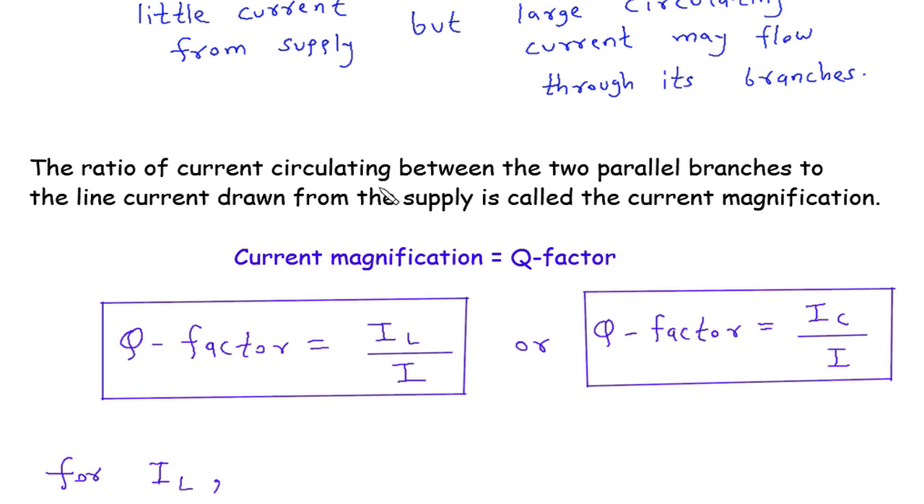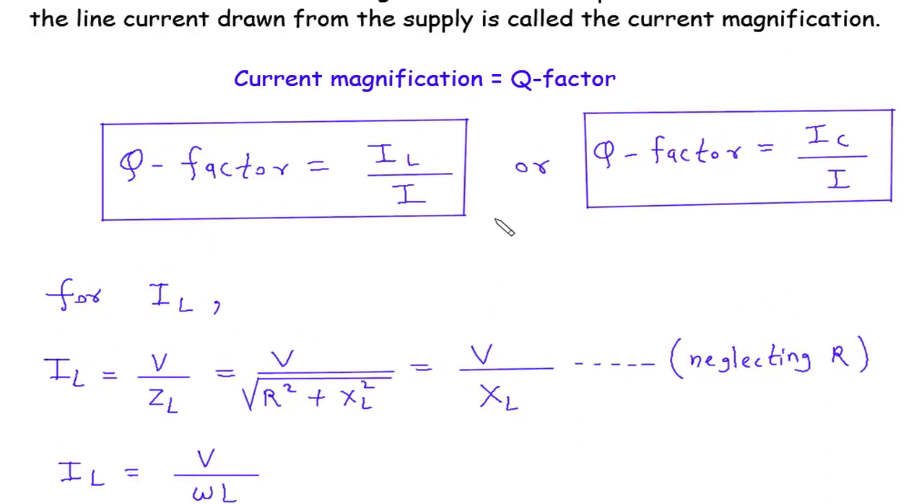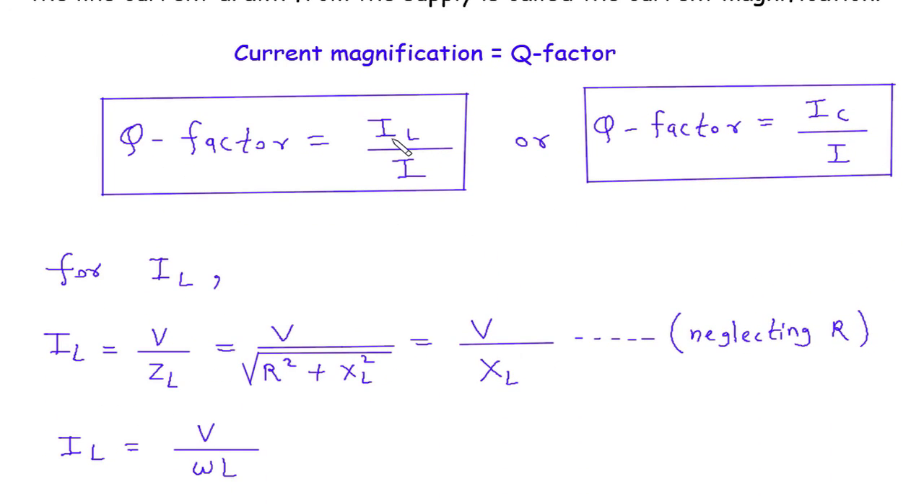The ratio of current circulating between the two parallel branches to the line current drawn from the supply is called the current magnification, and this current magnification is equal to the quality factor. So quality factor is equal to either IL by I or IC by I.